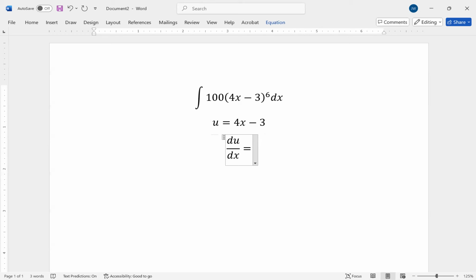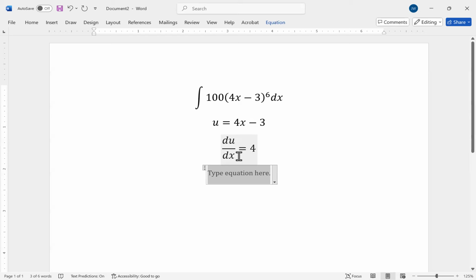Notationally, that's du over dx. Now, weirdly enough, this is an operator, not a fraction, but we'll talk about that later. So derivative of u, again, think of this as function u is equal to 4x minus 3. Derivative with respect to x is just going to be a 4.